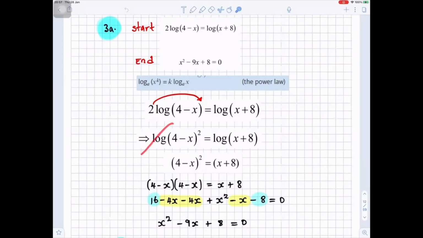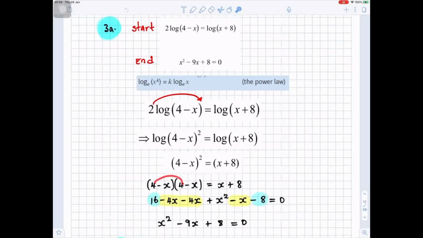We can take out the logs. We've got log on the left and log on the right, so the logs can come out. Now we're left with 4 minus x all squared equals x plus 8. 4 minus x, we write it twice and multiply it out using FOIL: first, outer, inner, last.